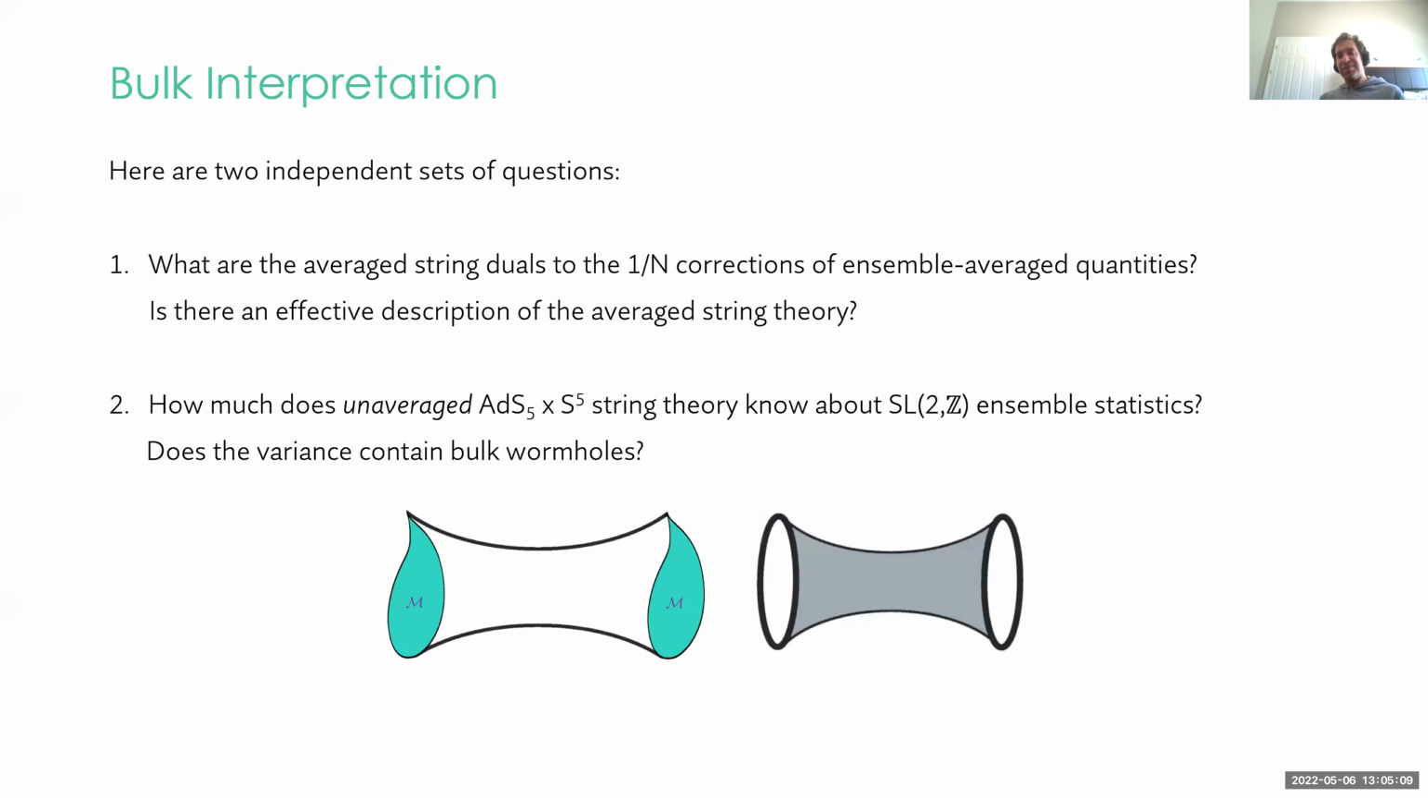And the second question is a bit more ambitious, I might say, which is how much does the unaveraged bulk string theory know about these statistics? Does the variance we're computing somehow contain bulk space-time wormholes? The answer is definitely not obvious because of the fact that it has 1/n scaling as opposed to e^(-n²) scaling compared to the squared average.